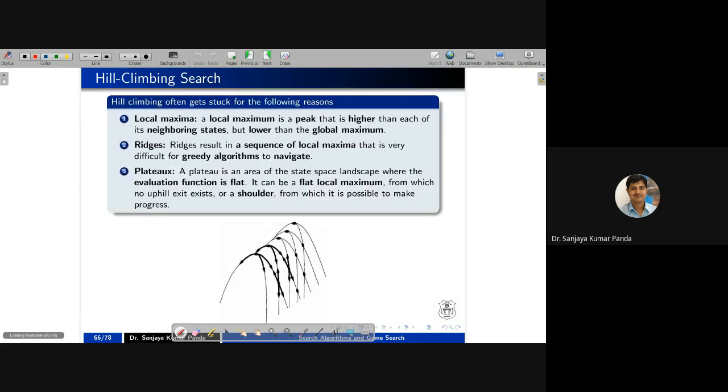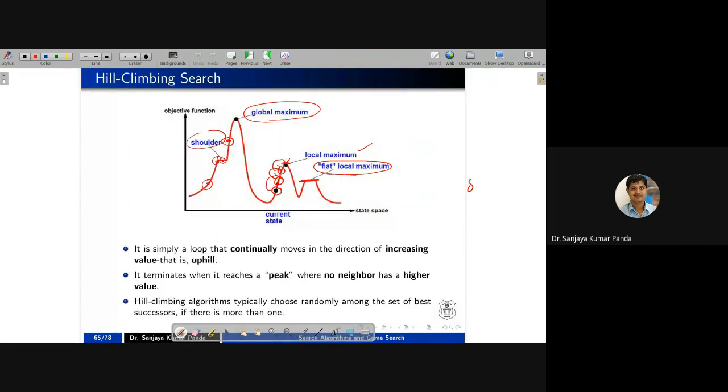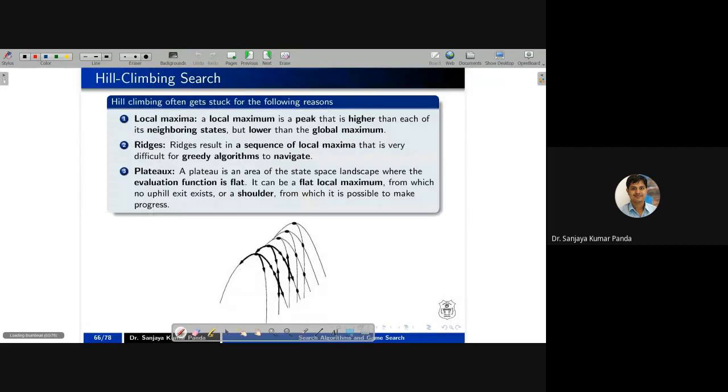Okay. Then, if you go for this hill climbing search, you will find 3 different difficulties. The first difficulty is called local maximum. Our objective is to reach the global maxima, right? But here we are getting local maxima based upon our state. So we can define a local maxima: it is a peak that is higher than its neighbor states. Like here you can see, this is a local maxima which is higher than its neighbor states, but it is not the global maximum. That is the first problem with hill climbing.